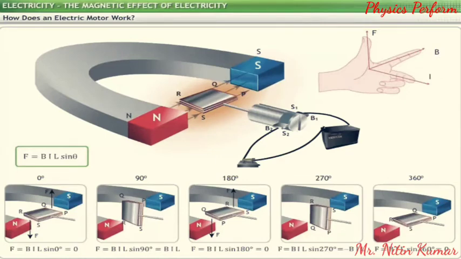On completing one full rotation, the split ring S1 connects PQ once again to carbon brush B1. Similarly, S2 connects RS to B2. Thus, as long as the coil is connected to a battery, it continues to rotate and convert electrical energy into mechanical energy.